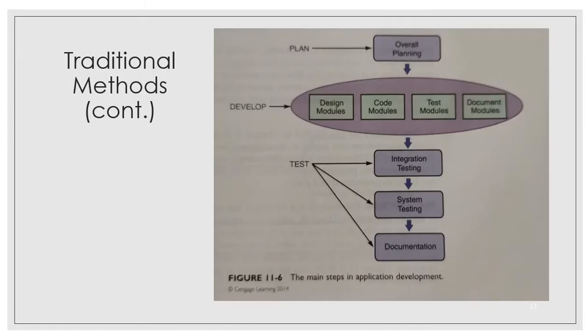So we can see here, these are the main steps in the application development where you can see here the development part. You can see all the modules: design modules, code modules, test module, and also the document modules. And after developing all the modules, they will perform the testing, okay, which we will cover later on in the second video.